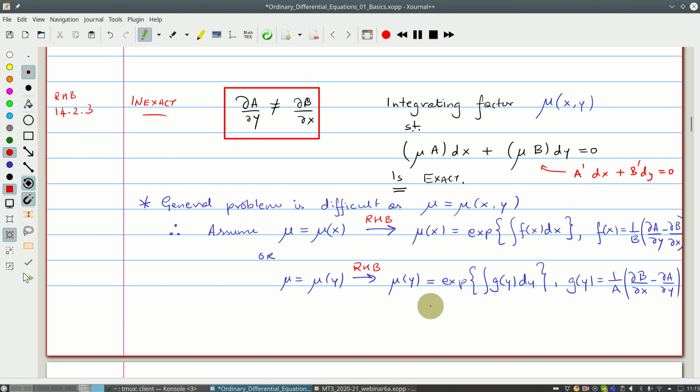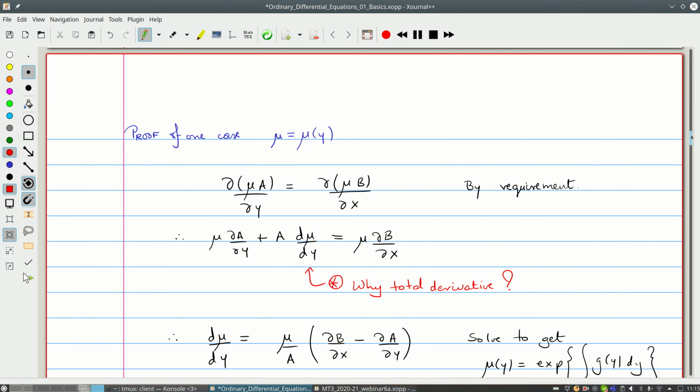So let's see how the second case arises. Here's the proof for the case where our ansatz is that mu is a function of y only. So this is an ansatz. As I said before, this may not be true, and we need to find out when our ansatz will be true or false, but we'll come to that.